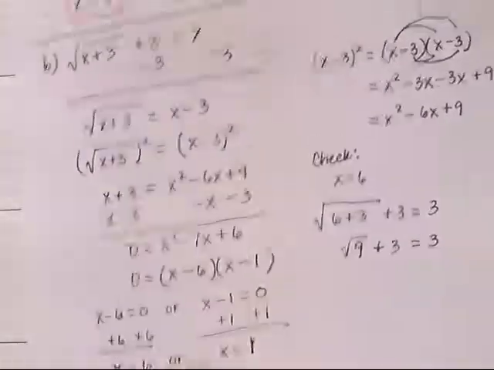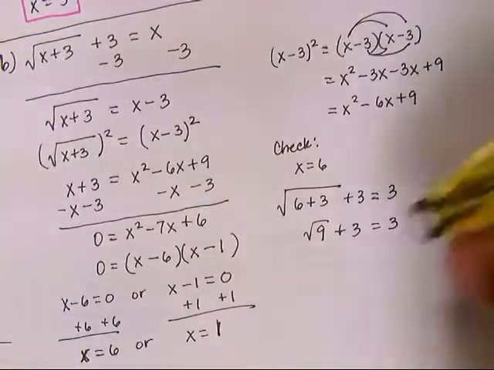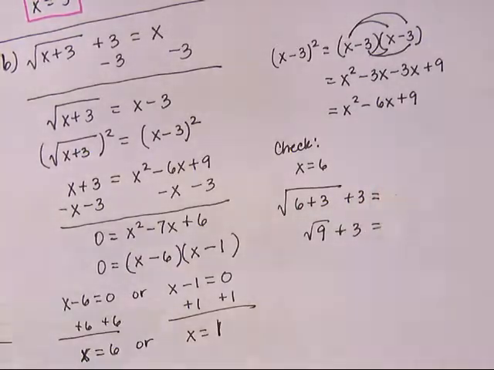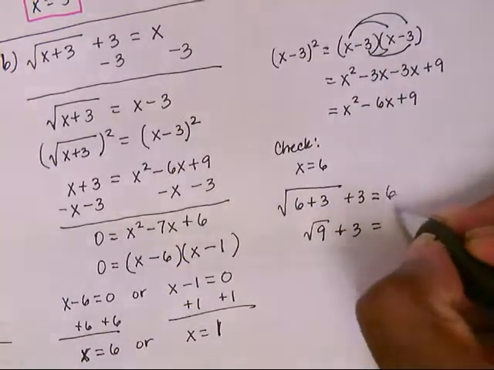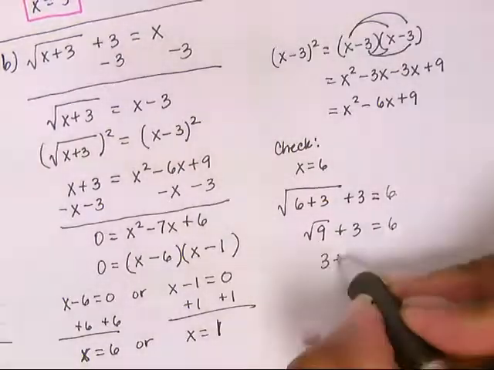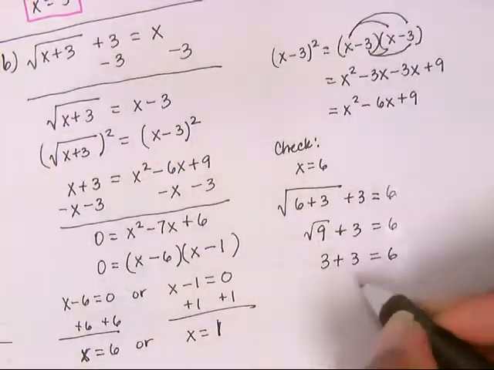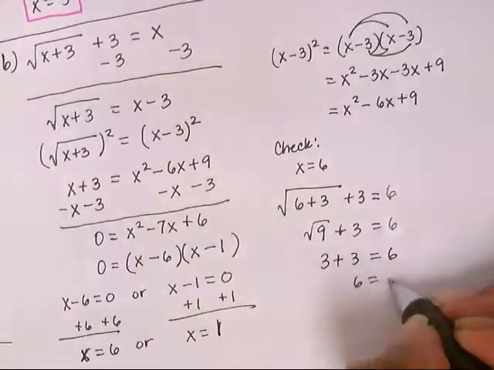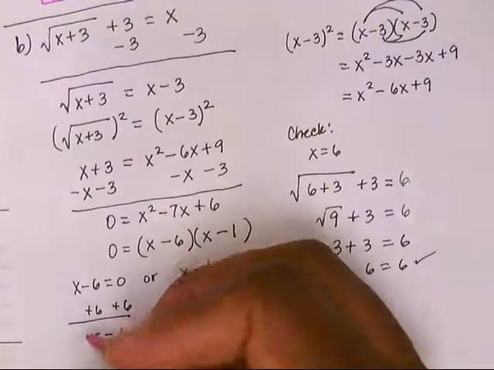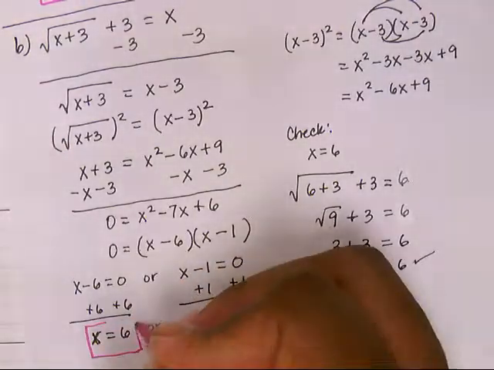Okay. I'm sorry. This should be equal to 6, not 3. I don't know where I'm getting that from, because I'm replacing the x with 6. Okay. Square root of 9 is 3, so 3 plus 3 should equal to 6. And then if I add 3 and 3 together, you'll get 6. That checks. So x equals 6 is a solution to that radical equation.